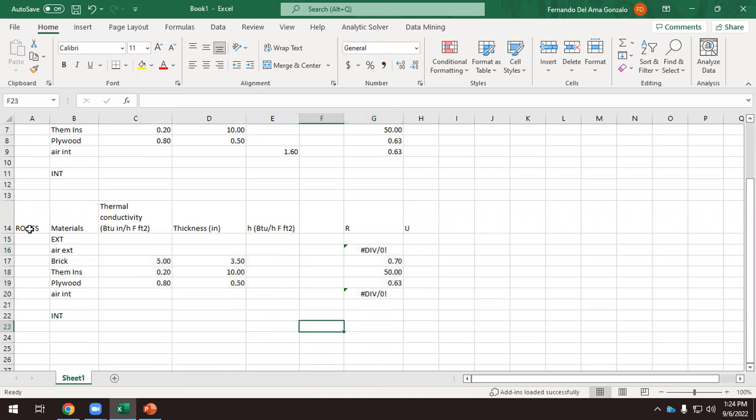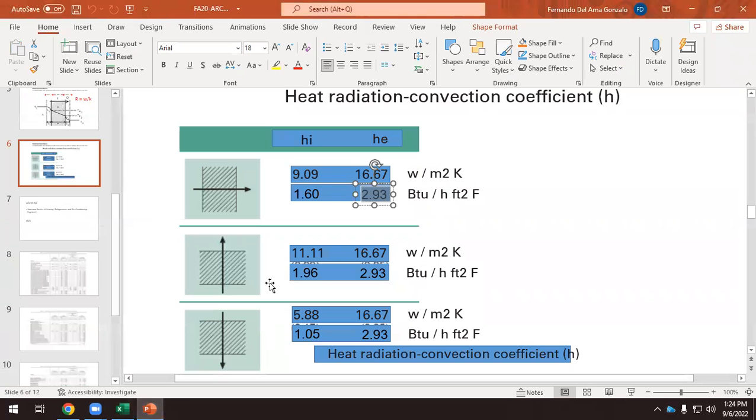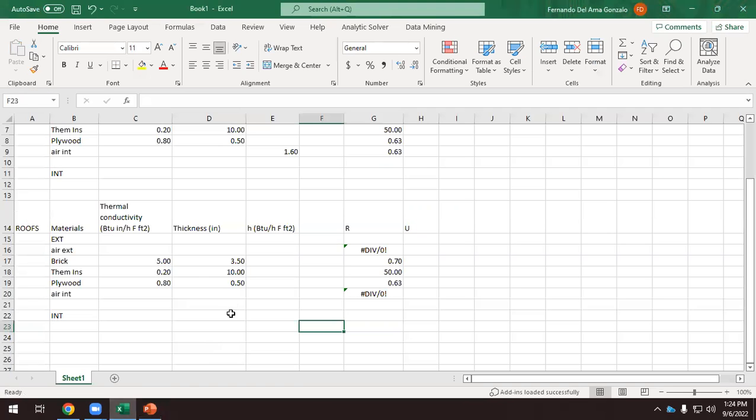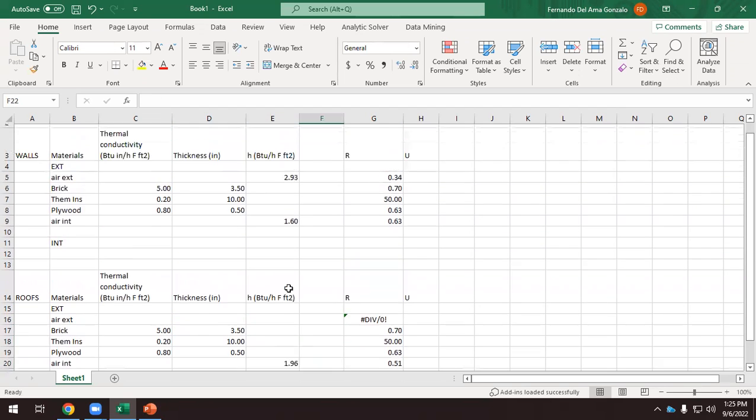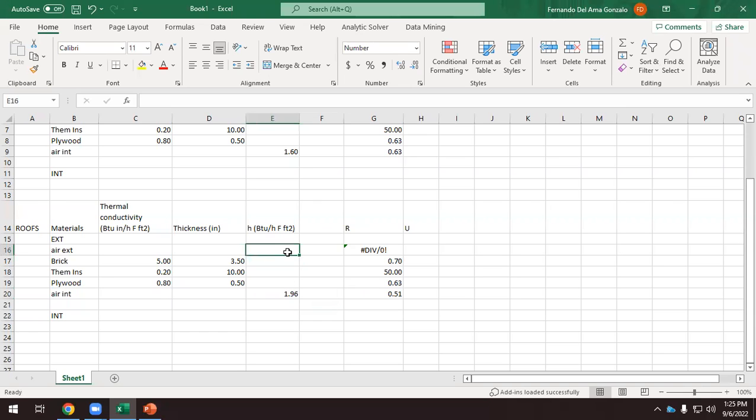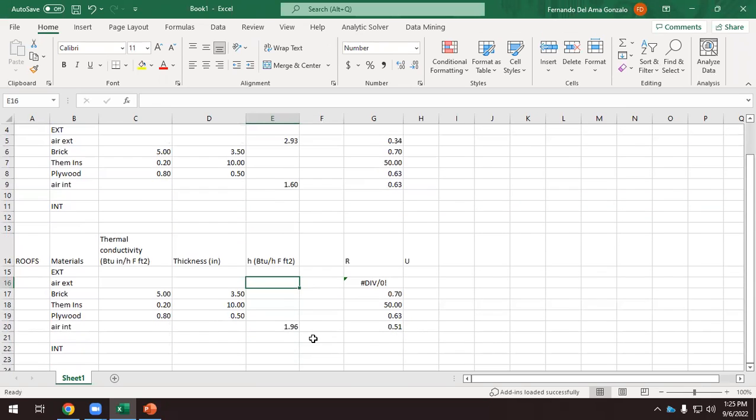Okay, what about for roof? For a roof, if it's winter, the heat goes up, and this is 1.6, 1.96 and 2.93. So the interior is 1.96 and the exterior is 2.93.